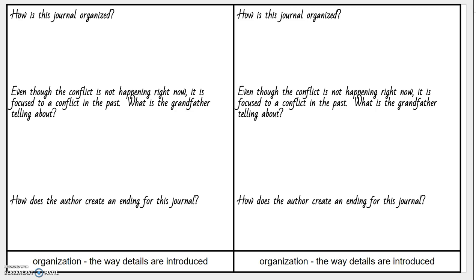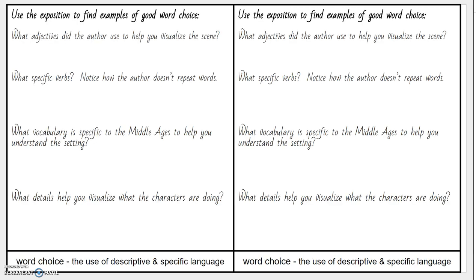After you think about organization, I want you to go look at word choice. And I want you to look specifically at the exposition. So look back at that first page. What adjectives did the author use to help you visualize the scene? And we're looking for good descriptive language. What specific verbs does the author use? Notice how the author doesn't repeat words. What vocabulary is specific to the Middle Ages to help you understand the setting? And what details help you visualize what the characters are doing?